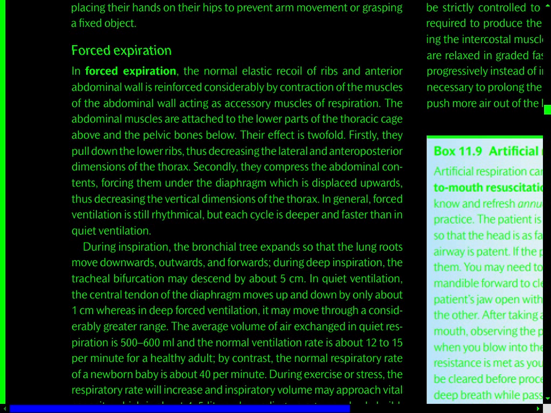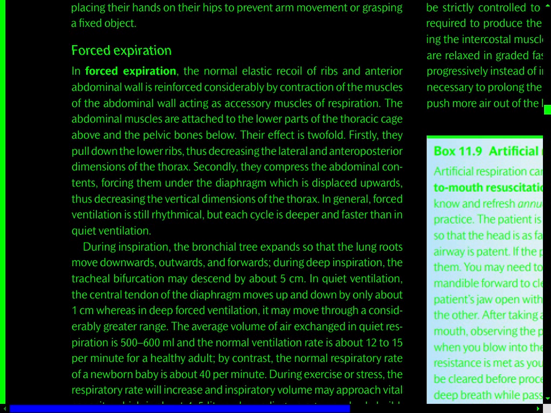What are they? The abdominal muscles pull down the lower ribs, thus decreasing the lateral and anteroposterior dimensions of the thorax. This is the first effect, pulling down the lower ribs, thus decreasing the lateral and anteroposterior dimensions of the thorax. Decreasing the anteroposterior dimensions of the thorax, making it smaller. Also, this is to remember during expiration.